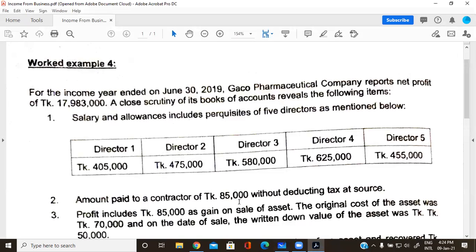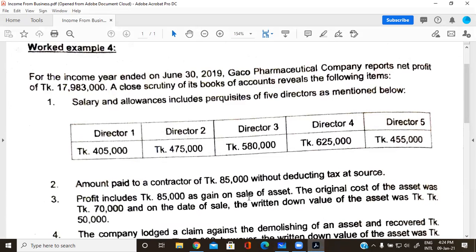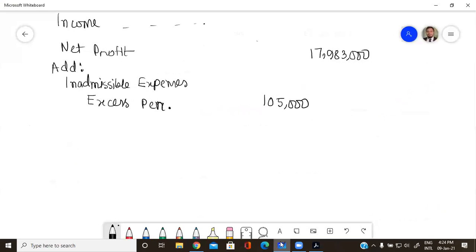Amount paid to a contractor of taka 85,000 without deducting tax at source. What will happen to this? Will it be considered as admissible or inadmissible? Inadmissible. What's the reason? Tax was not deducted. Right, thanks. That's why we have added it back. Okay, next.